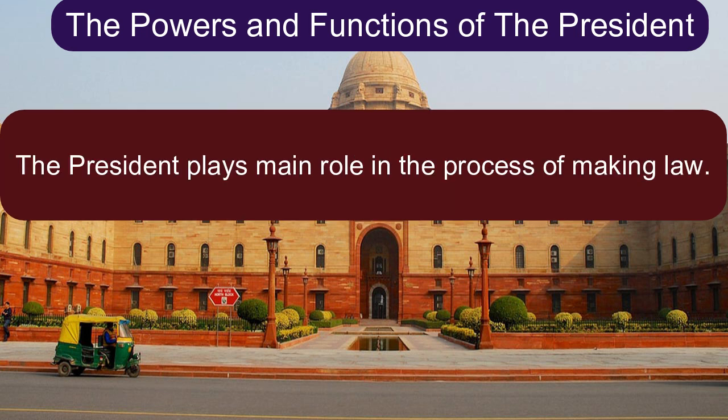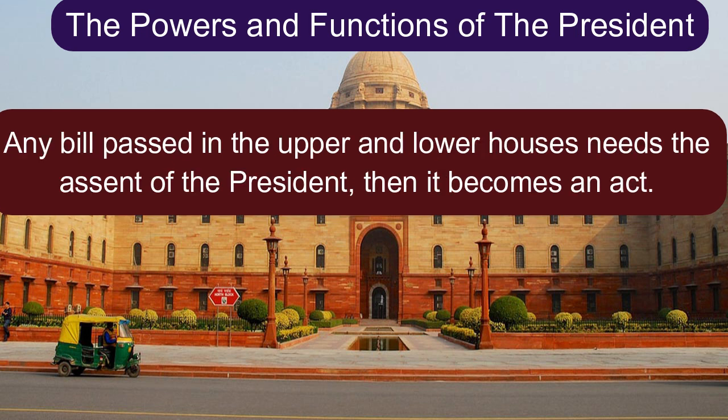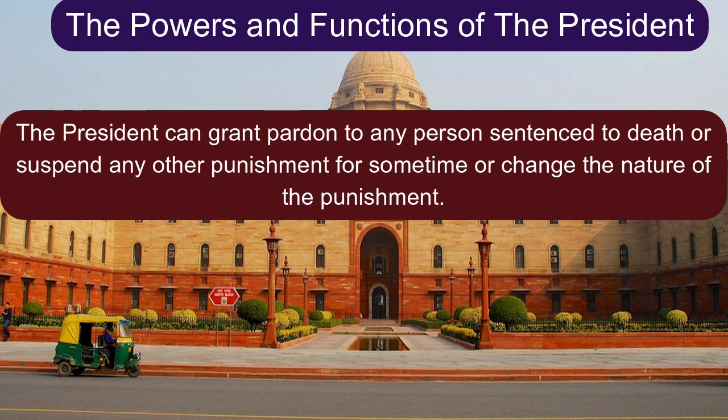The president plays a main role in the process of making law. Any bill passed in the upper and lower houses needs the assent of the president. Then it becomes an act. The president can grant pardon to any person sentenced to death or suspend any other punishment for some time or change the nature of punishment.